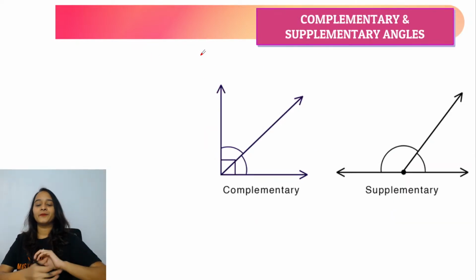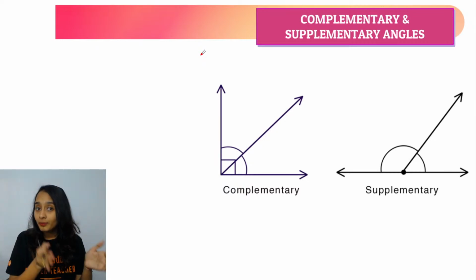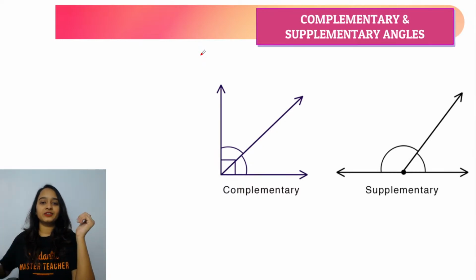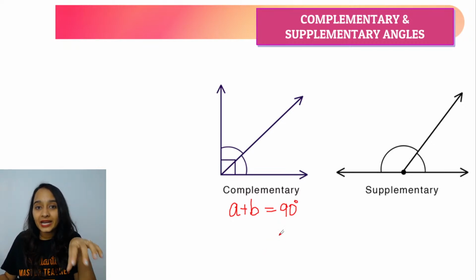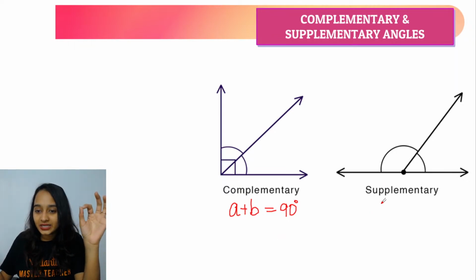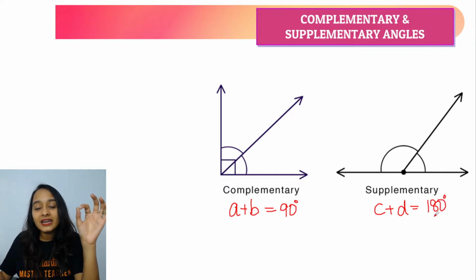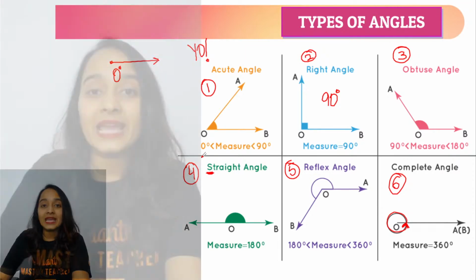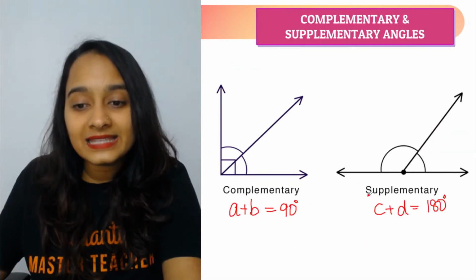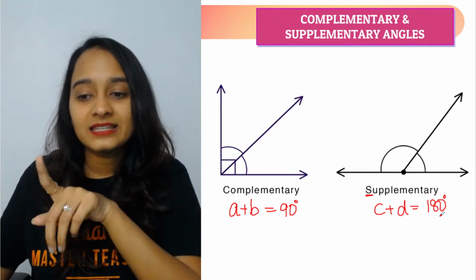Very nice. Chalo. Now let us talk about complementary and supplementary angles. When do you say two angles are complementary? When they add up to 90 degree. When they add up to 90 degree is when you can say that they are complementary. When two angles add up to 180, 180 is what? 180 is straight. Straight starts with S. Supplementary is S. SS, straight angle.